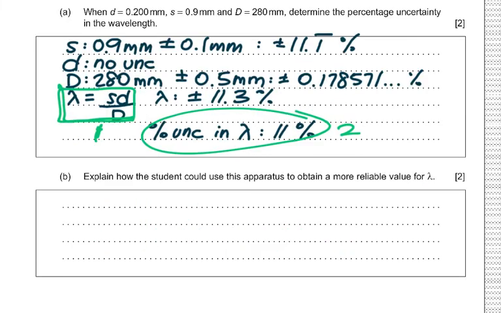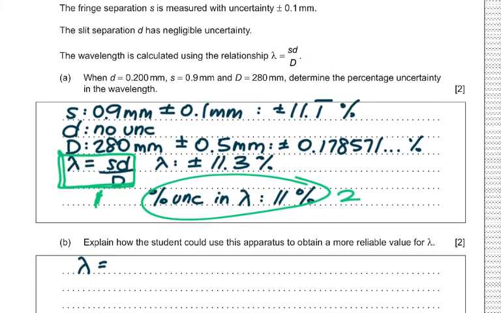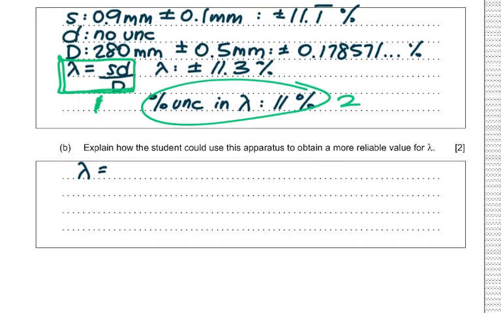And then for B, it says, how could you get a more reliable value for lambda? So just as a reminder, we have that lambda is equal to the fringe separation times the slit separation divided by the distance between the slits and the screen. All right, so if you wanted a more reliable value, collecting more data is never a bad idea, and that actually is one of the answers they'll accept.